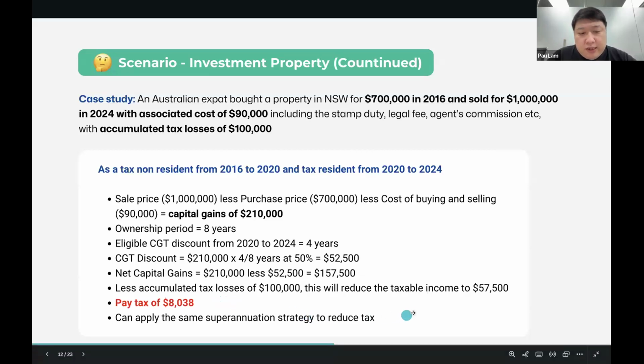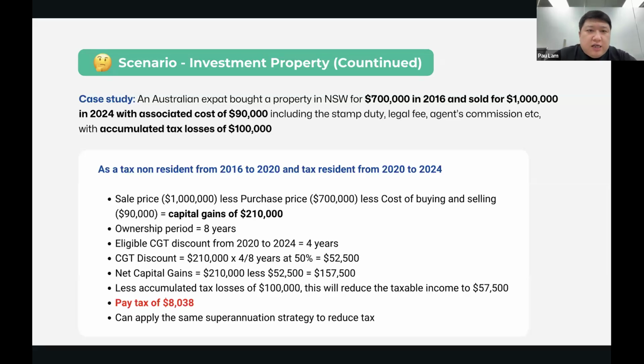And again, we can still apply the super method to even bring down the $8,000 to potentially half of it if required. So this is the scenario if you hold the property sometime living overseas as a non-resident and come back to Australia eventually, or you own it as a non-resident and then own it as a resident when you were back in Australia, and move overseas and sell when you were living overseas. So this is the pro rata calculation that we'll be looking at.